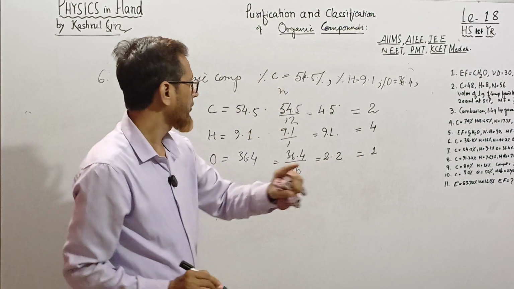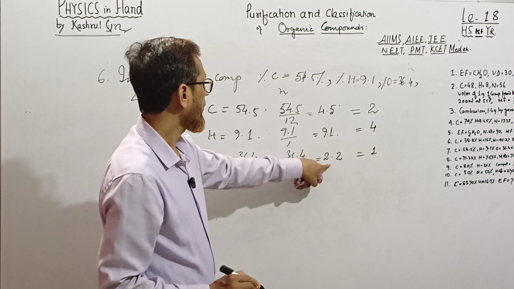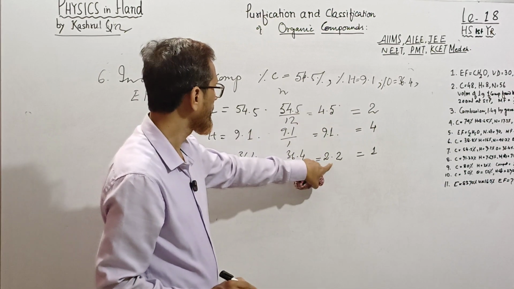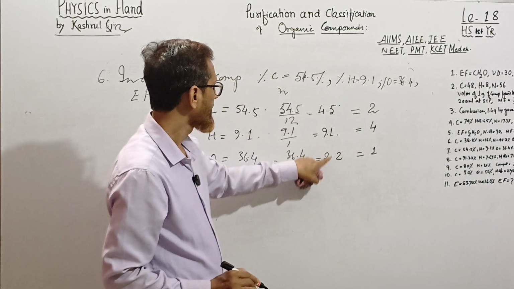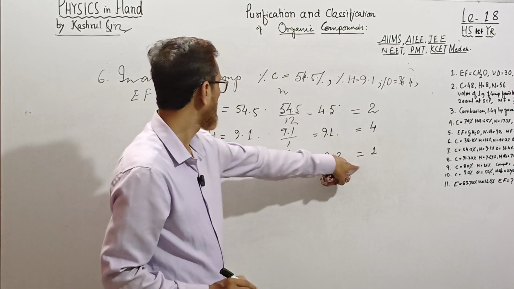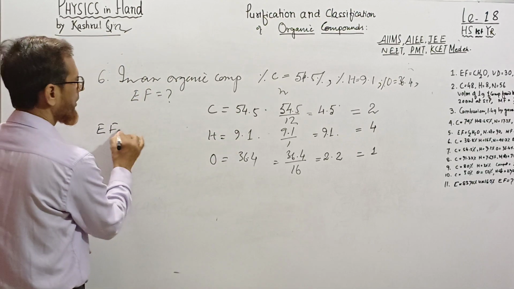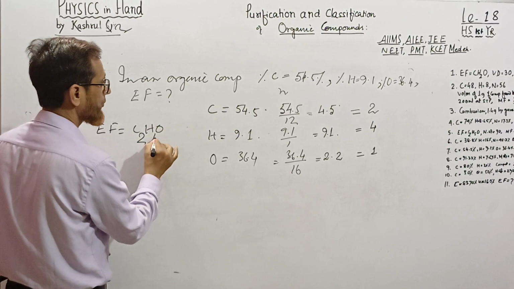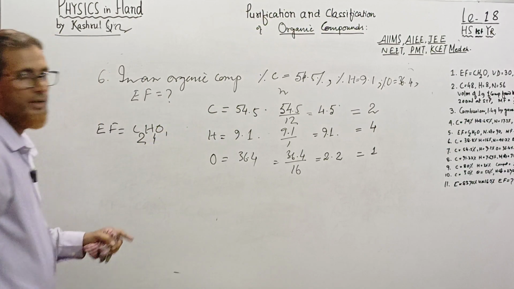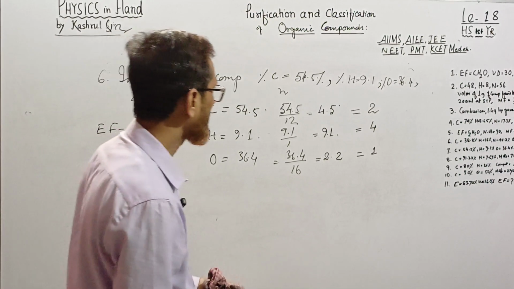So for the simplest ratio, again you divide all the values by the lowest value, 2.2. You get approximately 2, 4 and 1. So again your empirical formula is C2H4O, carbon 2, hydrogen 4 and oxygen 1. Again, this question is very simple to solve.